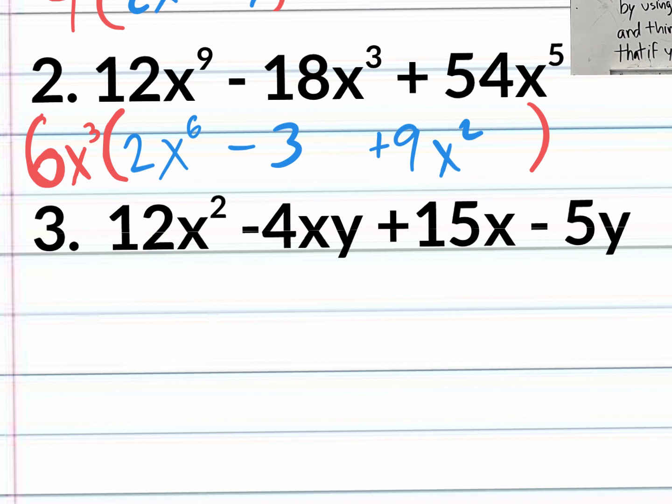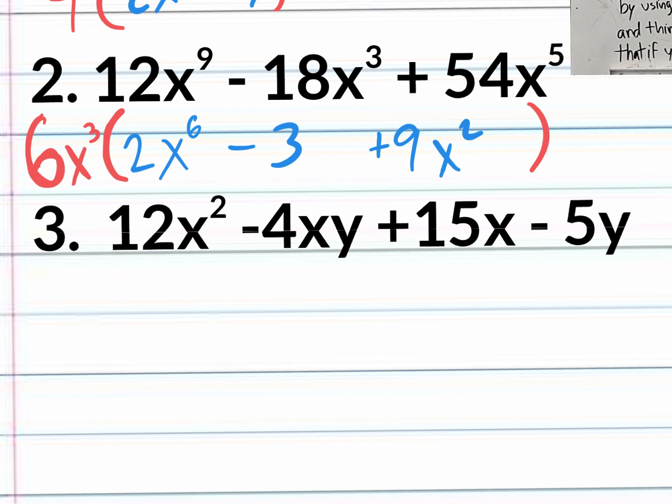4, 4, no, not 4. Oh, 5, 5. No, we can't. We can't pull out a GCF, not even x's, right? Or y's. Greatest common factor. Can't pull out a GCF.